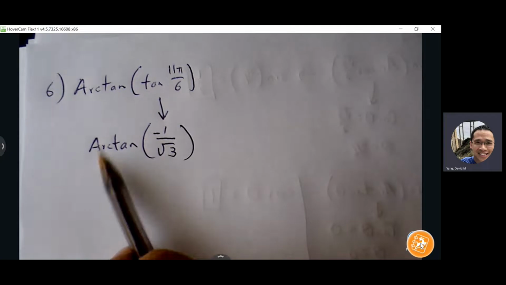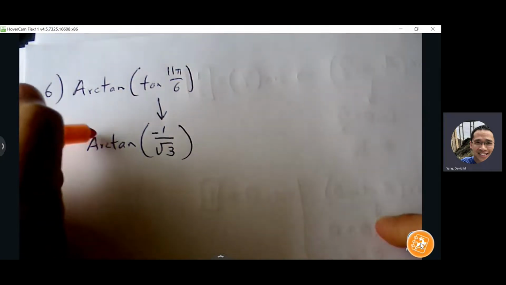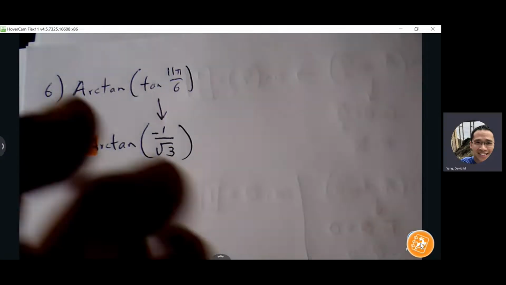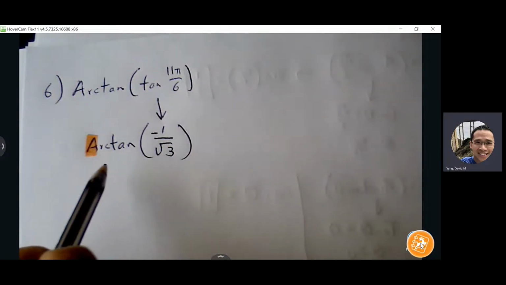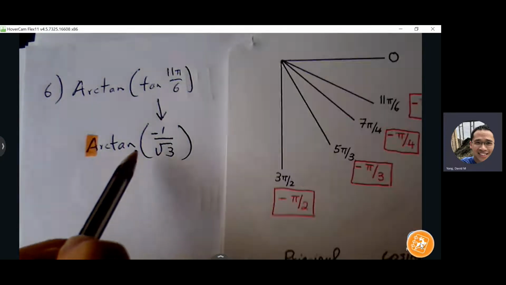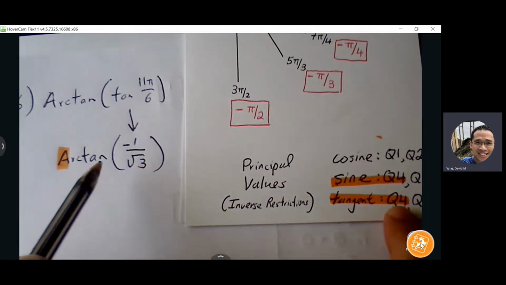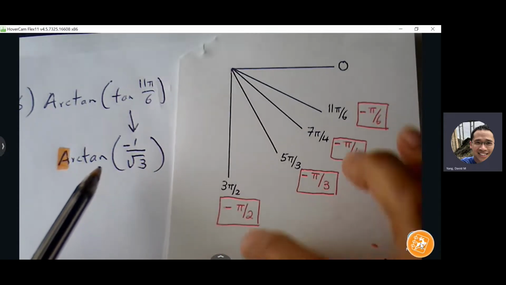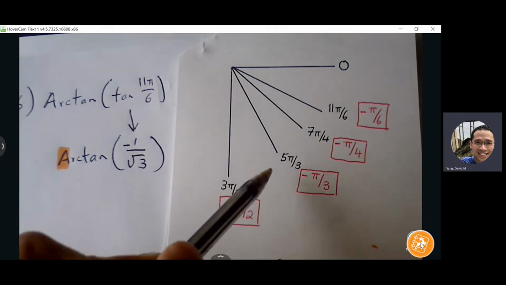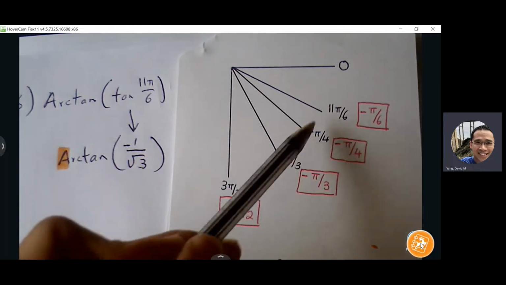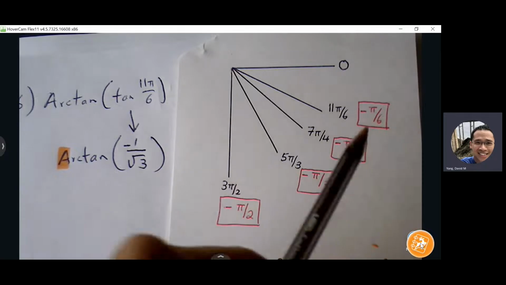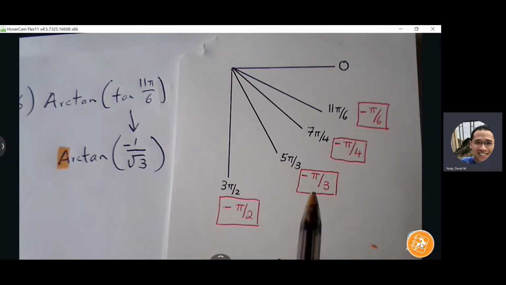Okay, so now notice this is uppercase A, so we know there's going to be restrictions here. We know that for arc tangent of a negative, we have to worry about the fact that it's now in the fourth quadrant, and we have to make these adjustments. Fourth quadrant, we're not going to say 5 pi over 3, 7 pi over 4, 11 pi over 6. We're going to go to the negative region, to the left of the origin. So we're going to make these adjustments.